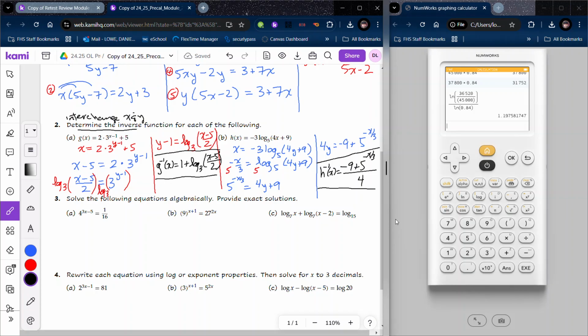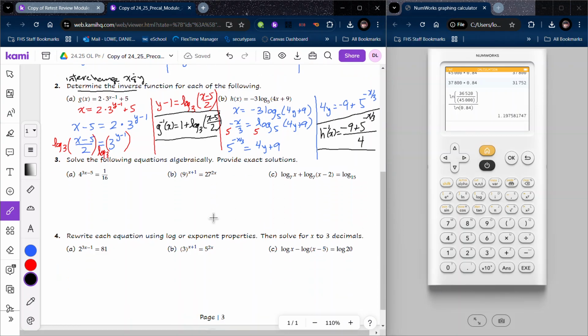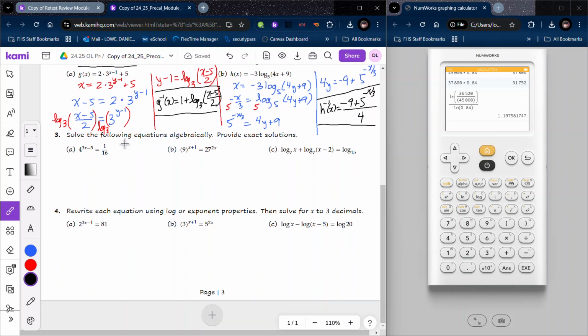They are multiple steps. You got 4, 5, 6 steps to solve. You have to be careful in the work, right? But it is what it is. It always starts with interchanging x and y. Okay. Now, let's look at our next set of equations.